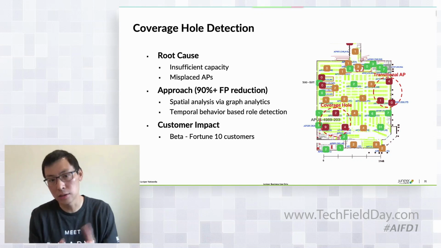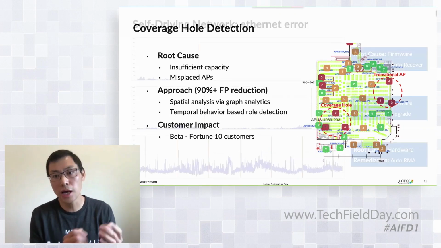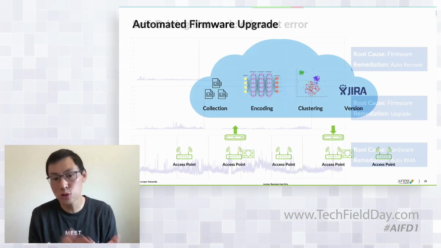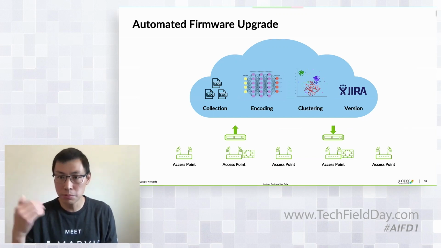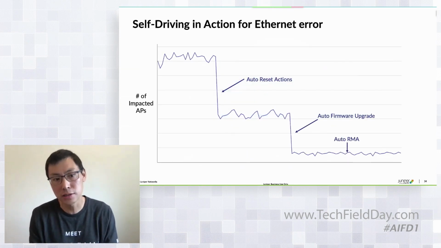If we fail all of this self-driving, then the potential root cause can be a coverage hole or a misplaced AP. So think of this as always self-driving. I'm not saying it solves 100% of problems. That's the reason we have self-driving and assisted driving, all together. Same thing for this Ethernet error. Self-driving will recover some of them, but at the end, you can see there's also some hardware failure that we cannot fix. But my point is that we are going to take care of 100% of the cases. We are going to figure out the root cause and give you the corresponding action.